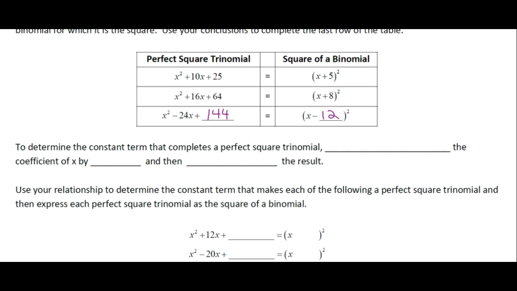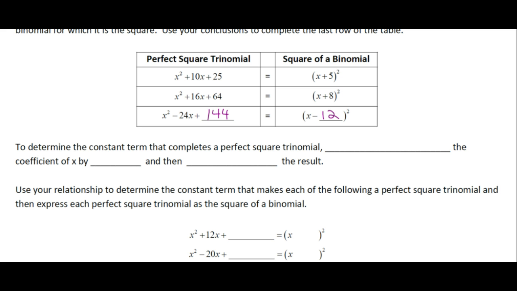Yeah. So basically, what do we need to do? We need to take half of the middle term, right? We have the middle term. Half of negative 24 is negative 12. Okay? I just prefer to think of half of 24 as 12 and just remember that I'm dealing with a minus sign. Okay? Half of 24 is 12, and what's the last term? 12 squared, which gives us the 144.